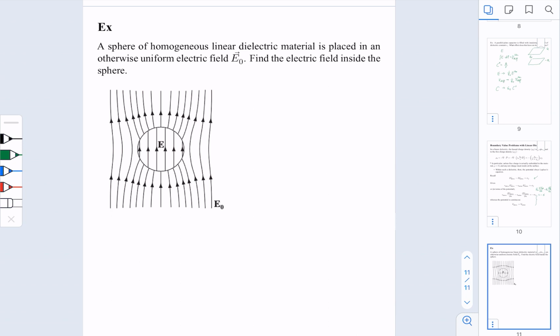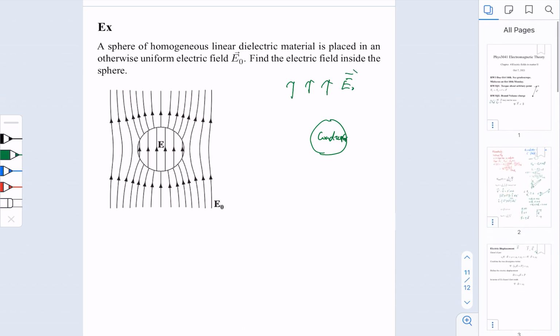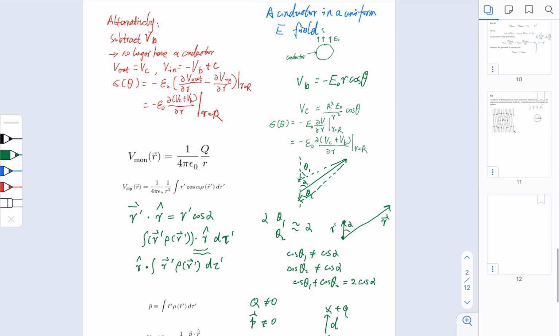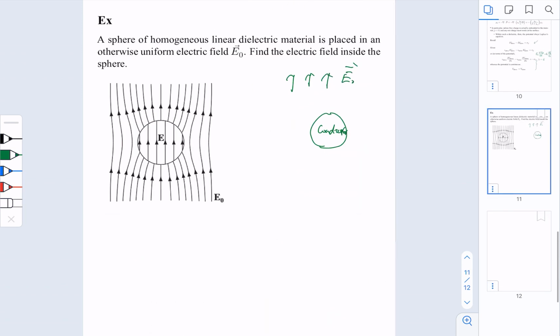We've seen this kind of problem before, and a similar problem is putting a conductor inside of this otherwise uniform electric field E naught, just as I mentioned in the beginning of the lecture. So we can use the same techniques. If you still remember, when we solved this problem, we tried to analyze the boundary conditions first.